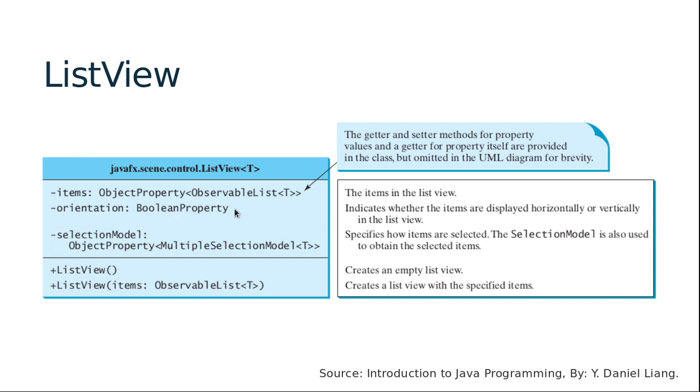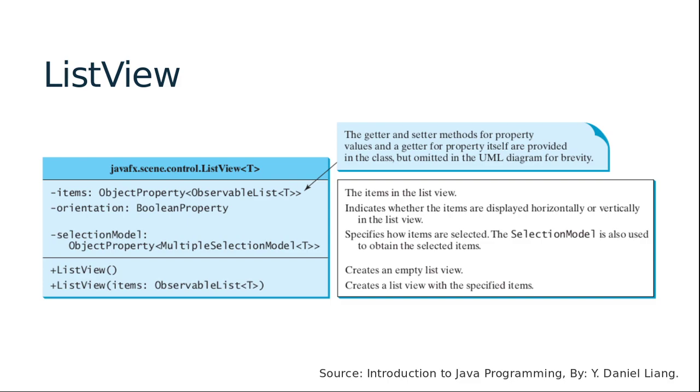Orientation, horizontally or vertically, you want to display that list view. And then the selection model, as I said, whatever the number of items the user selects, all those items go to this selection model property, which is actually the object of the SelectionModel class.